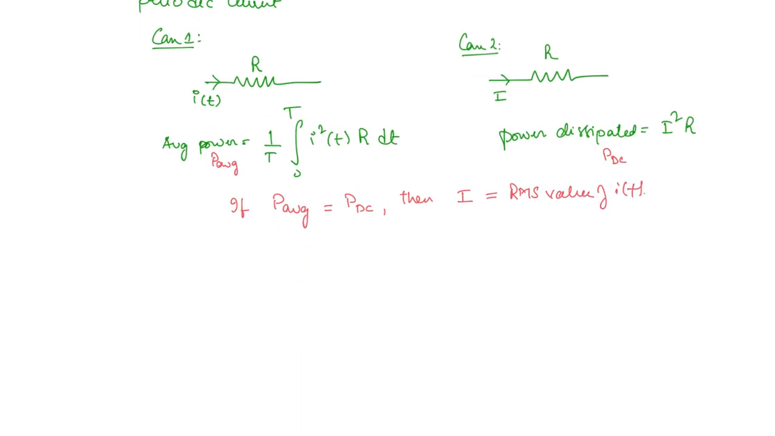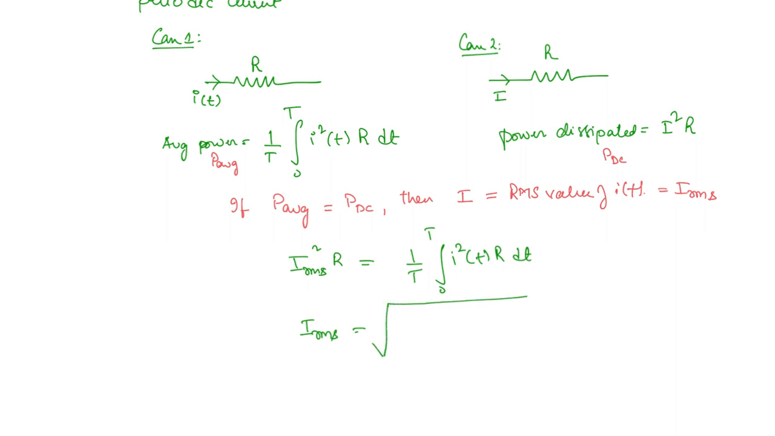Now we will see what the expression is. What is this value of I? We will write this as I RMS. Then what will we get here? I RMS squared R is the power dissipated in the DC case, the second case. This should be equal to the average power, which is 1 by T integral 0 to T i squared(t) R dt. So R and R will get cancelled. Then what will be the value of I RMS? This is equal to the root of 1 by T integral 0 to T i squared(t) dt.